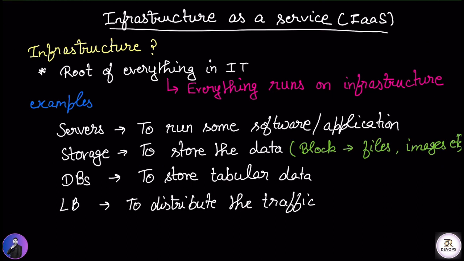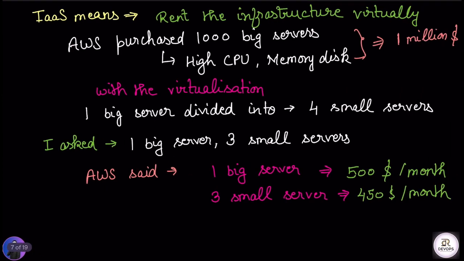Then storage to store the data, block files, images, and whatever video you wanted to store in storage. Then DB to store tabular data. So we use a database. There are multiple types of databases like MongoDB, MySQL, PostgreSQL. Load balancer is to distribute the traffic. Whenever you want to distribute traffic to your multiple resources, we use a load balancer. We will see all those things in detail. So what does IaaS mean?